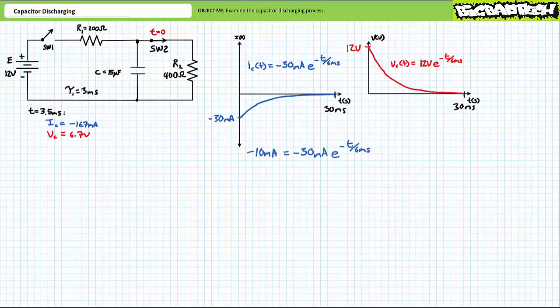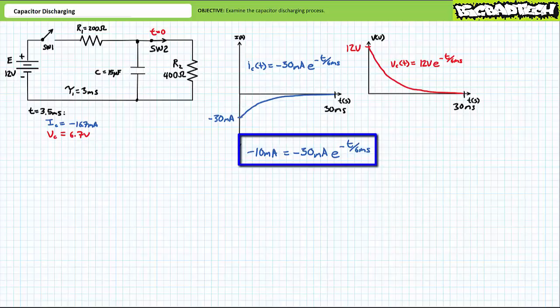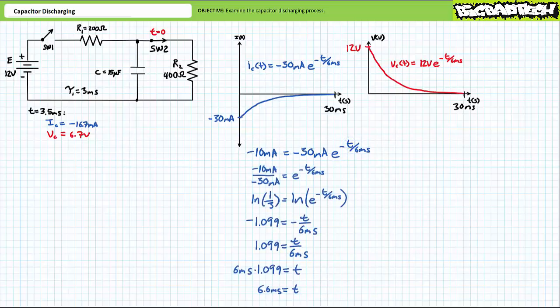One can also use these equations to determine at which time certain events occur. For example, let's say we wish to know at which time the current spike has subsided to negative 10 milliamperes, 1/3 of its initial value. Negative 10 milliamperes equals negative 30 milliamperes times e to the negative t over 6 milliseconds. What time value in milliseconds satisfies this condition? Divide both sides by negative 30 milliamperes. Take the natural log of both sides. Remove the negative signs on both sides of the equation and multiply both sides by the time constant tau 2. We're left with a time value of roughly 6.6 milliseconds, just past one time constant.